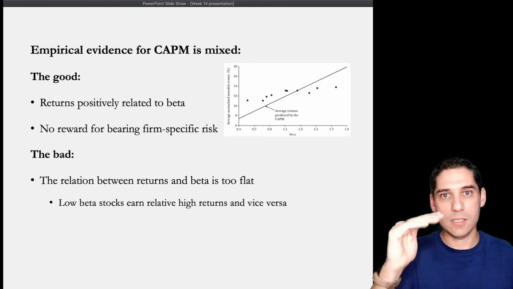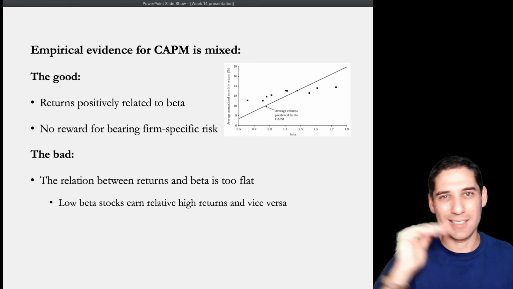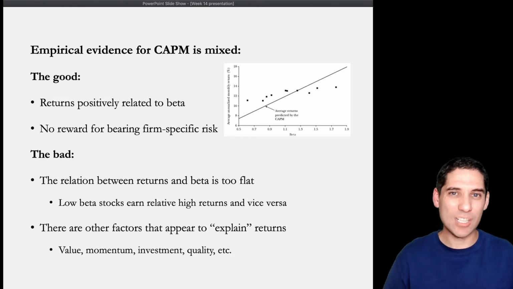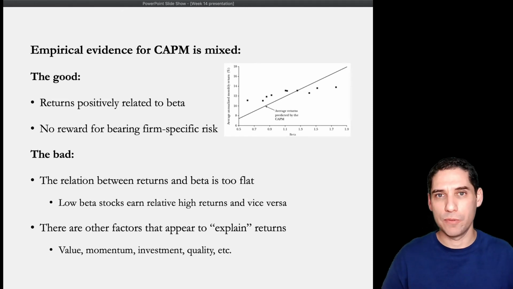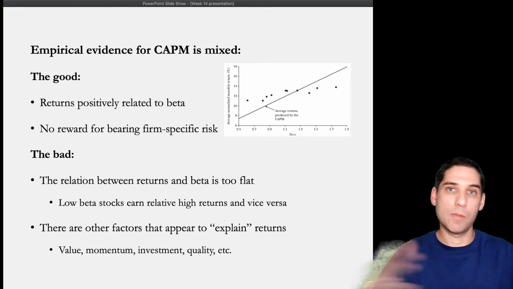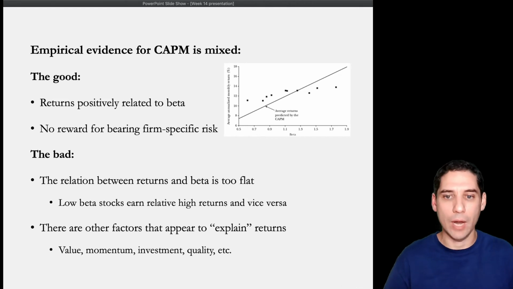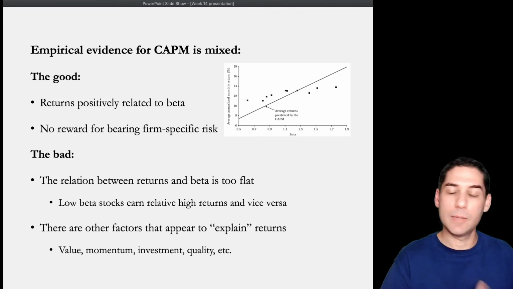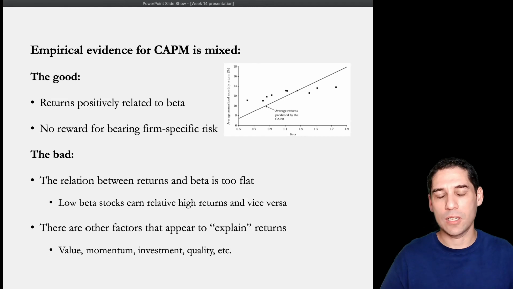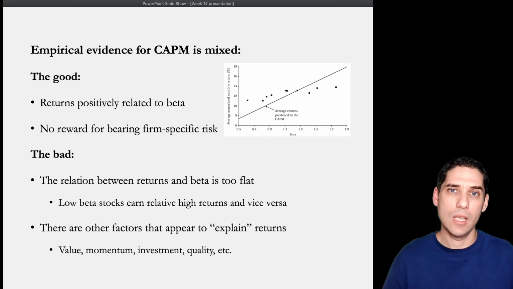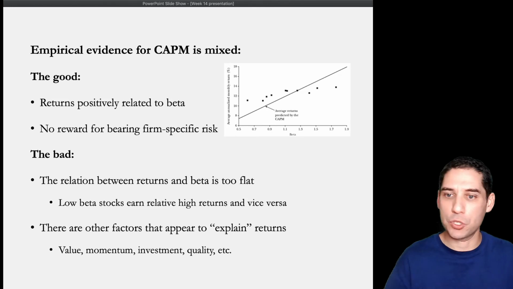So yes, positive relationship between returns and beta, but not enough. Okay. And one more thing on the bad column, in terms of the validity of CAPM, is that CAPM says only beta should matter. For example, if you're comparing stocks and their returns, higher beta stocks should earn higher returns and nothing else should matter, right? But academic research has documented a variety of other factors, characteristics that seem to explain returns aside from just systematic risk as measured by beta.